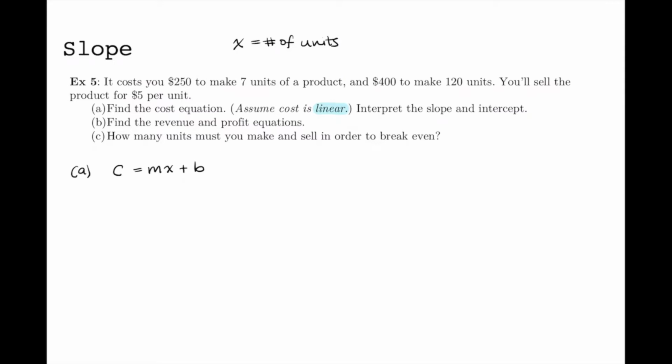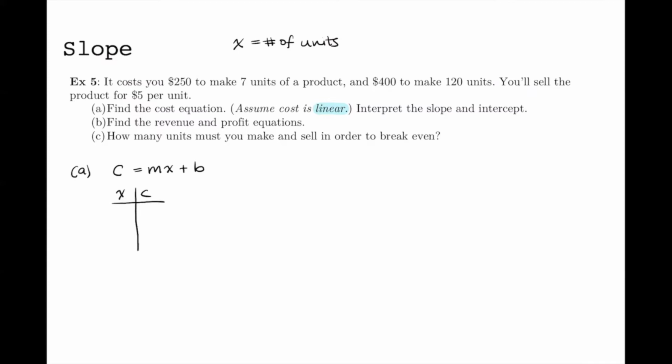We only know the amount it costs to make 7 units of this product and then 120 units of this product. So here what we have is basically two coordinates that will lie on the cost equation. We could organize this information in coordinate pairs, or we could make a table or a chart, or maybe let's do both. It's really important to make sure that we have our x and c values in the right spot.